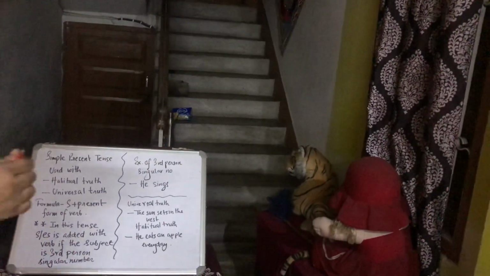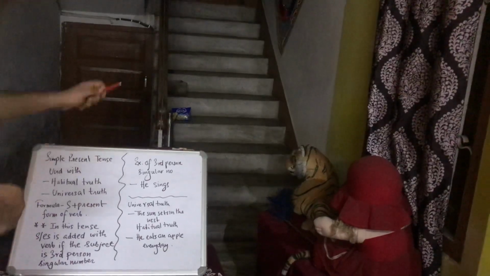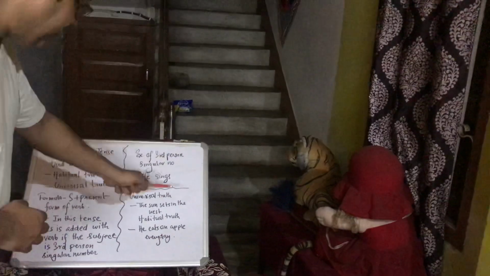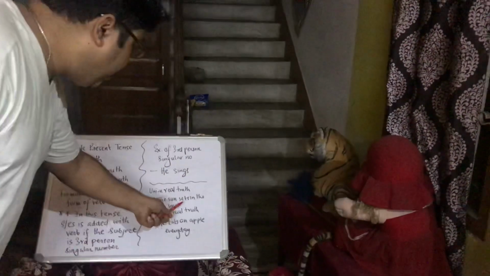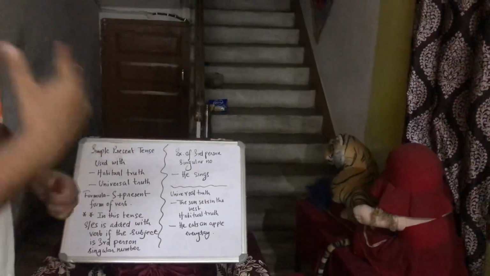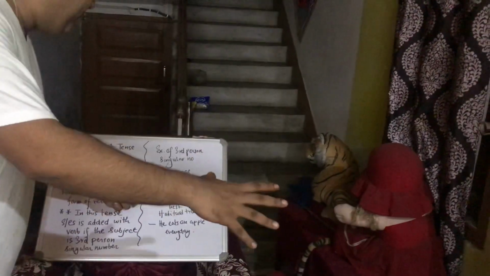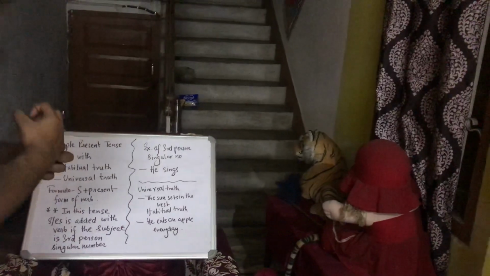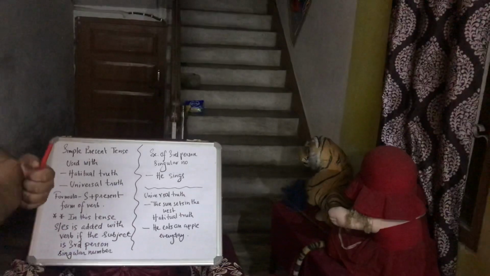Now what is universal truth? As I have said, universal truth is a truth that cannot be changed. And this falls under the category of simple present tense, both universal truth and habitual truth. Universal truth, an example of which is: the sun sets in the west. You must also see that we have written sets over here. And why is it so? Because sun falls under the category of third person singular number. It is singular and it is a third person because we are talking about it. So set plus s is equal to sets is used as a verb.